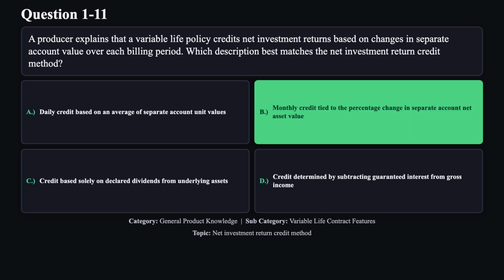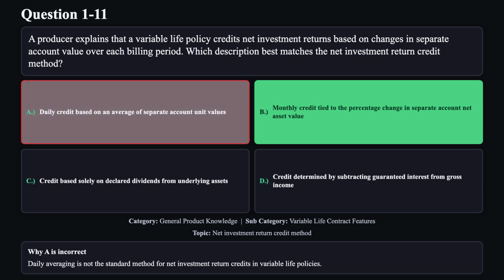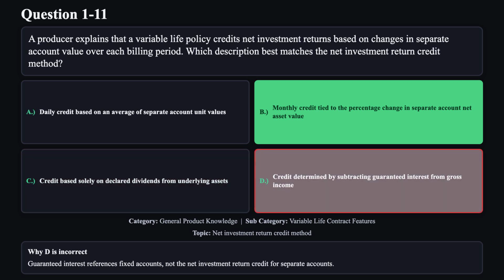The correct answer is B. The net investment return credit method typically credits policy values monthly based on the percentage change in separate account net asset value. Reason A is not correct. Daily averaging is not the standard method for net investment return credits in variable life policies. Reason C is not correct. Dividends are only one component of total returns and are not used in isolation. Reason D is not correct. Guaranteed interest references fixed accounts, not the net investment return credit for separate accounts.